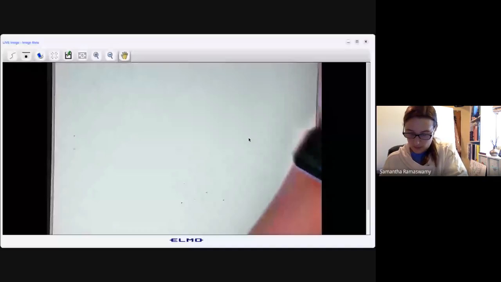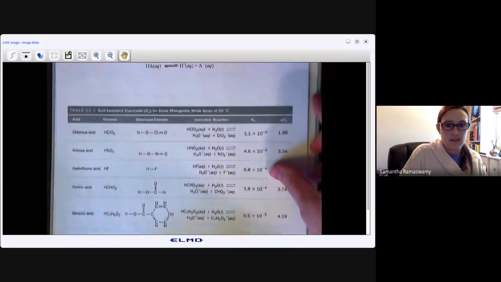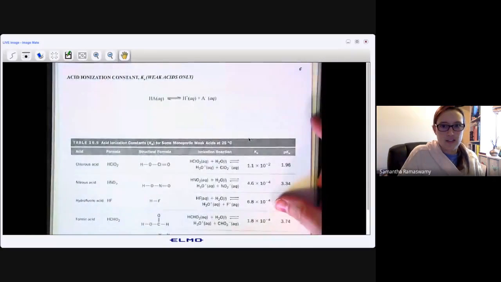And I'll go ahead and let me present for the document camera for us to look at weak acids.